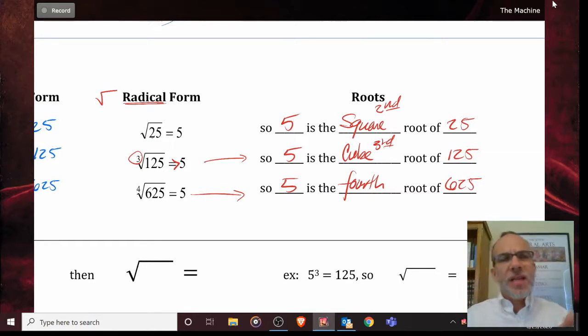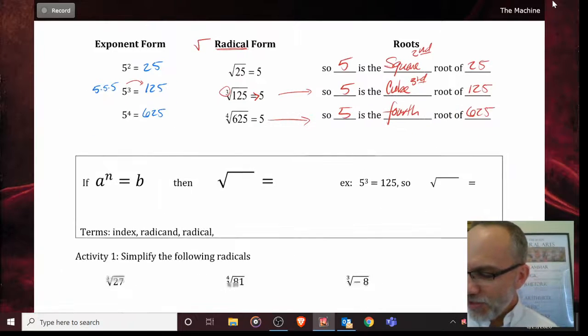And why is an exponent of 2 called a square? What's that got to do with the geometric shape of a square? Why is an exponent of 3 called a cube? What's it got to do with the shape of a cube? You think about that. And then why is there nothing for fourth? You think about that.